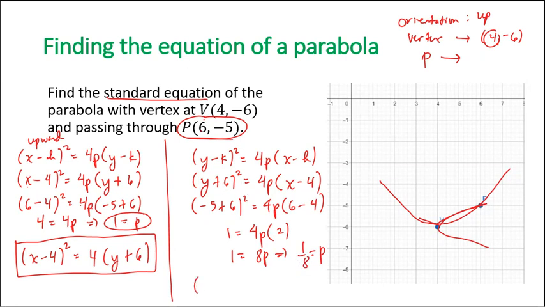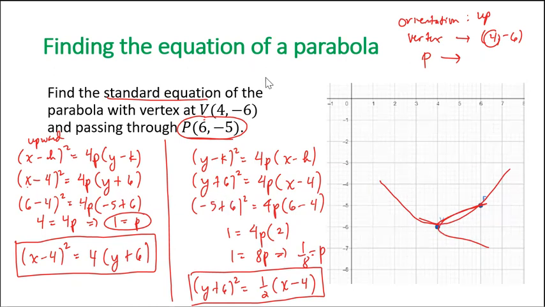So the equation of the parabola, if it opens to the right, would be (y + 6) squared is equal to 4 times 1/8, which is 1/2, times (x - 4). Okay, so again, we had two possibilities here because the orientation is not given, and according to the given information and the given figure here, there could be two possibilities for the parabola. It could be opening upward or opening to the right side.